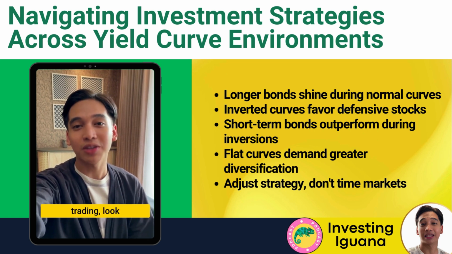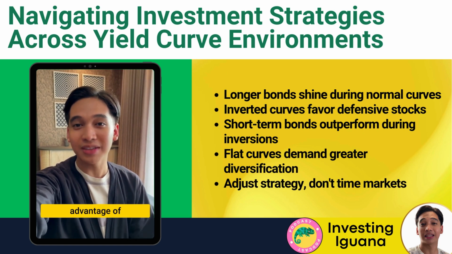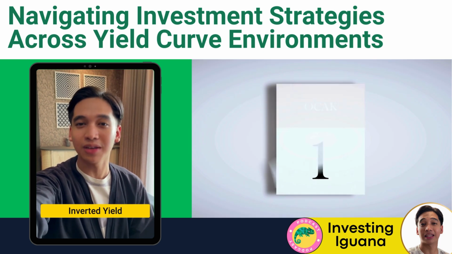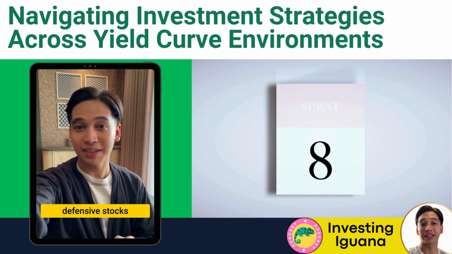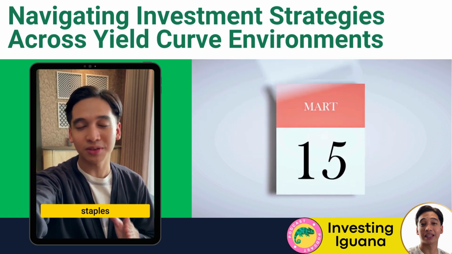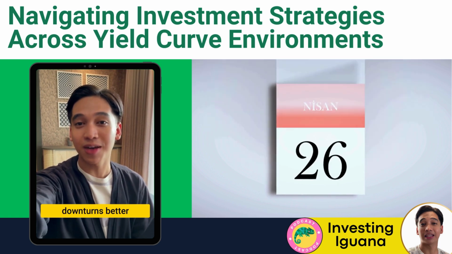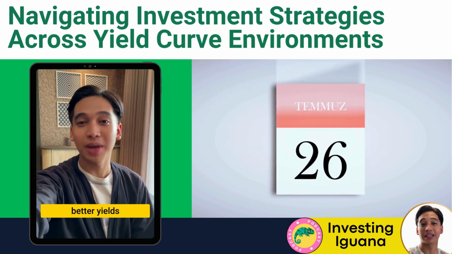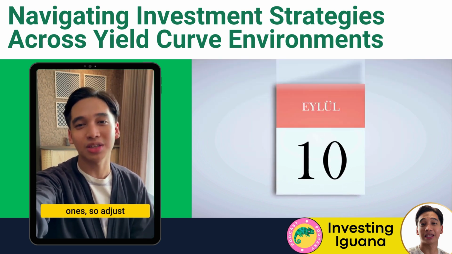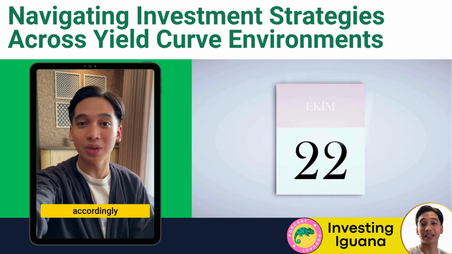If you're into currency trading, look for carry trade opportunities in forex, where you can take advantage of interest rate differentials between countries. During an inverted yield curve, consider increasing allocation to defensive stocks like utilities and consumer staples. These tend to weather economic downturns better than cyclical stocks. Short-term bonds might offer better yields than long-term ones, so adjust your bond portfolio accordingly.